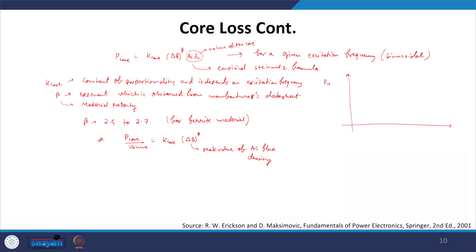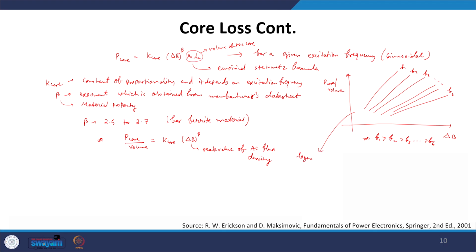Generally the manufacturer provides the core loss per unit volume versus delta B curve, and for different frequencies they provide the curves, F1, F2, F3 and so on, up to F6. Here F1 is greater than F2 is greater than F3 and so on. That means for the same delta B the core loss per unit volume will be more for a higher frequency of excitation. Now this is a logarithmic curve.